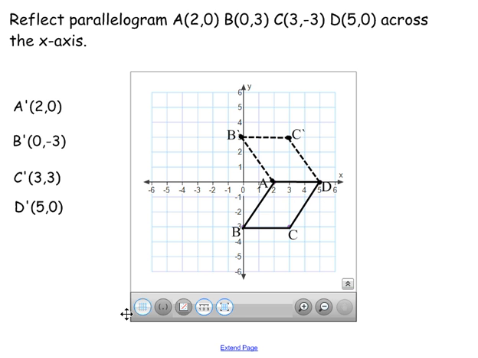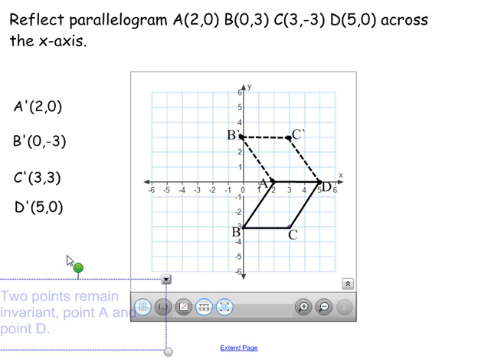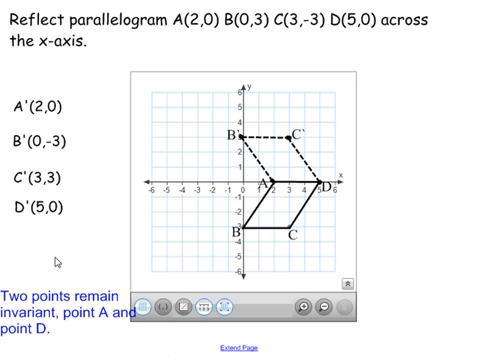All right, you're going to notice something here. Two points remain invariant. And that's just a fancy word for two points remain the same. So it's just another word for the same. Essentially what it's saying is that A and D do not change. And the reason why they do not change is because A and D are on the line of reflection.